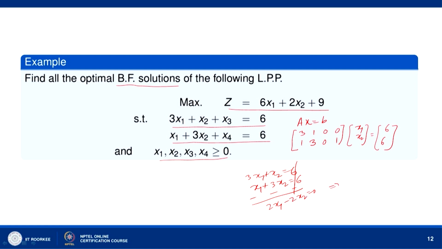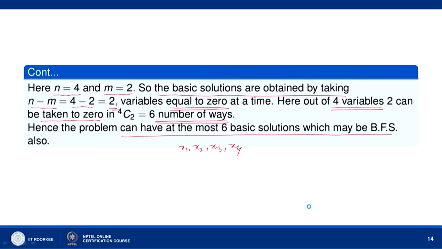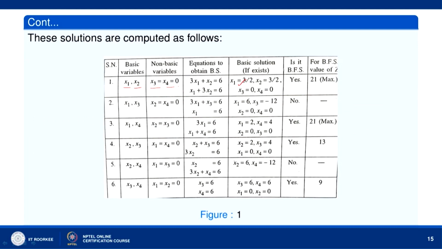So, we get x 1 equal to x 2, and x 1 equal to x 2 means 4 x 1 equal to 6. That is 3 x 1 plus x 1 equal to 6. So, this gives x 1 equal to 3 by 2. So, we get x 1 equal to 3 by 2, x 2 equal to 3 by 2, x 3 equal to 0, x 4 equal to 0.